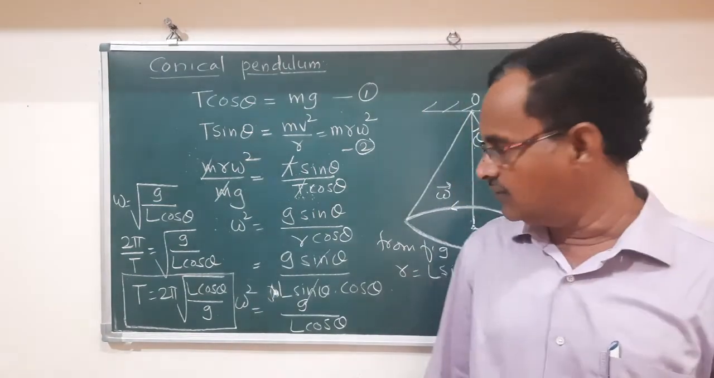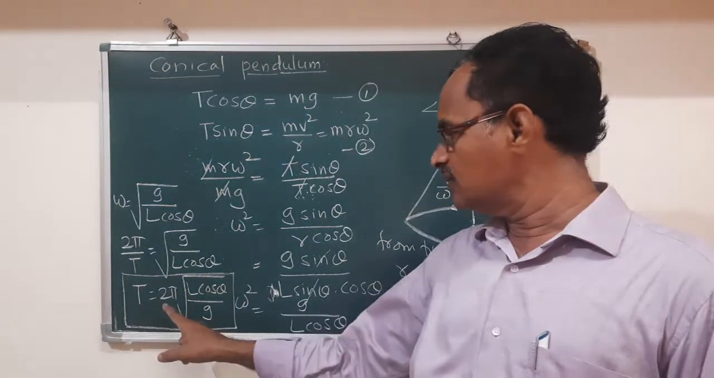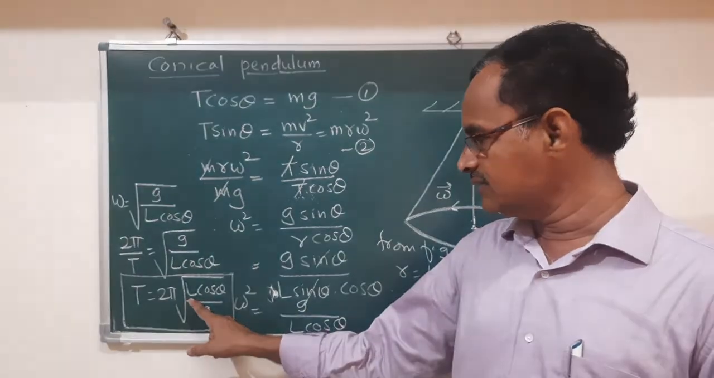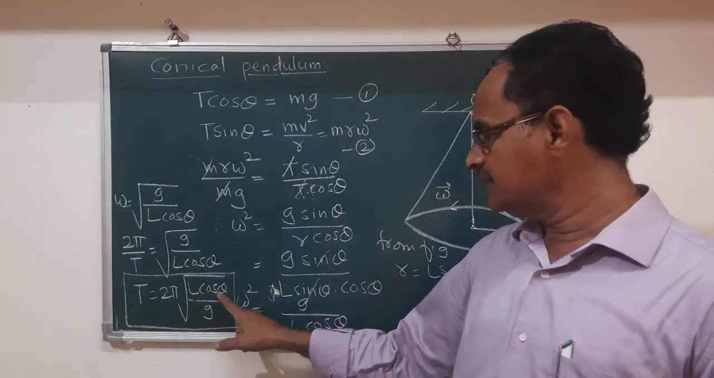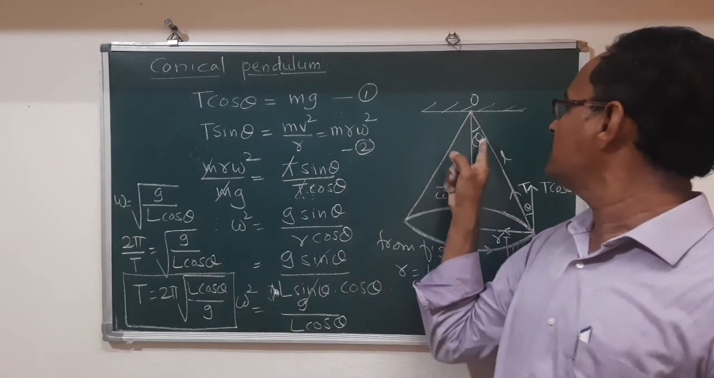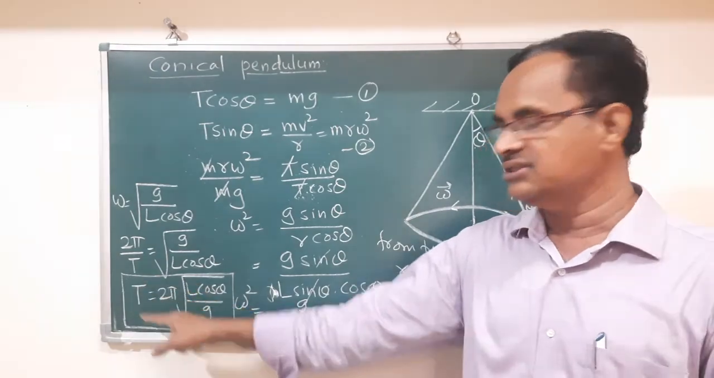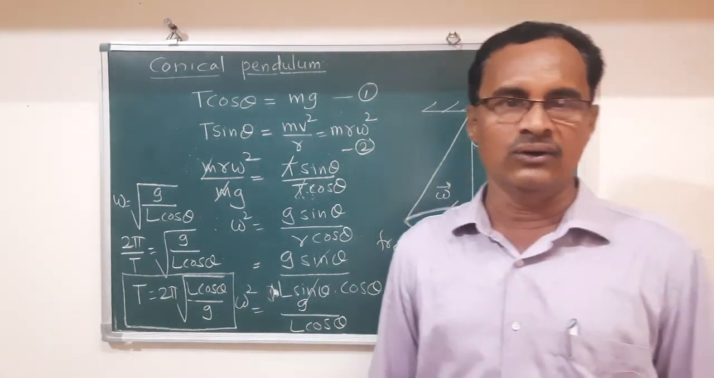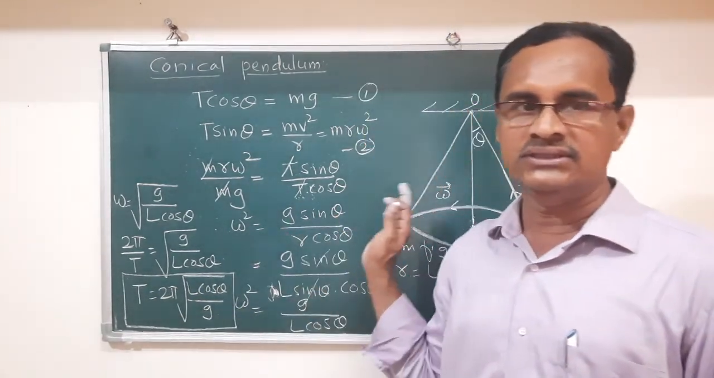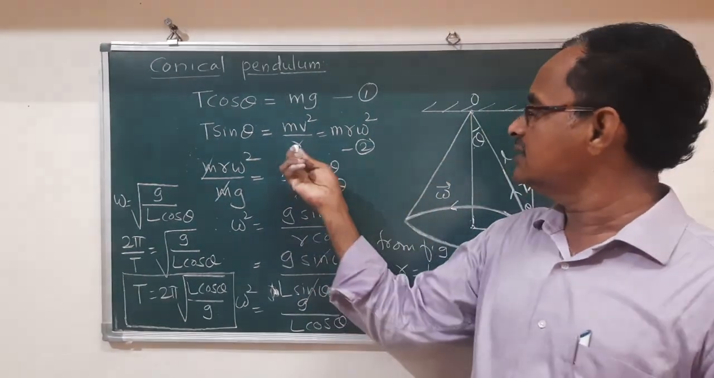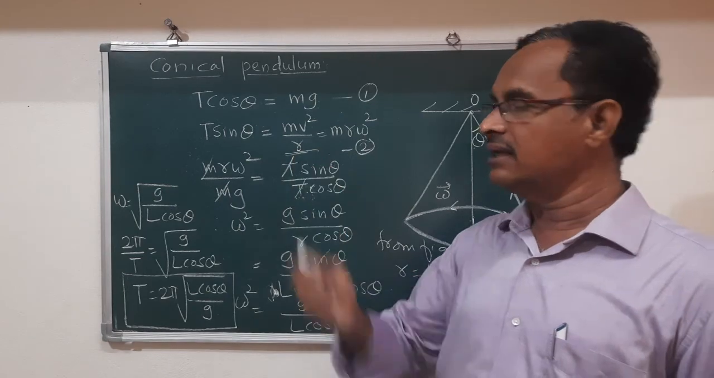Now by using this equation, we can calculate the period of a pendulum, or the time required to complete one oscillation of the pendulum, that T is equal to 2 pi under root of L cos theta upon g, where L is the length of the string or length of the pendulum, theta is the angle made at the point of suspension, and g is the acceleration due to gravity. By using this equation, we can calculate the period of the conical pendulum. Okay. Now this is one of the applications of uniform circular motion. Here also there is a main role of the centripetal force.